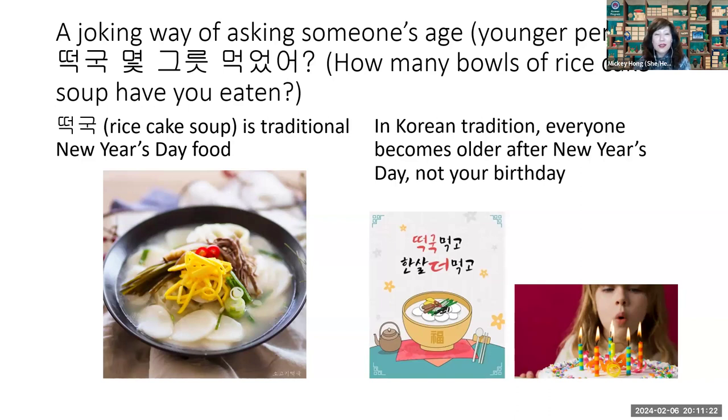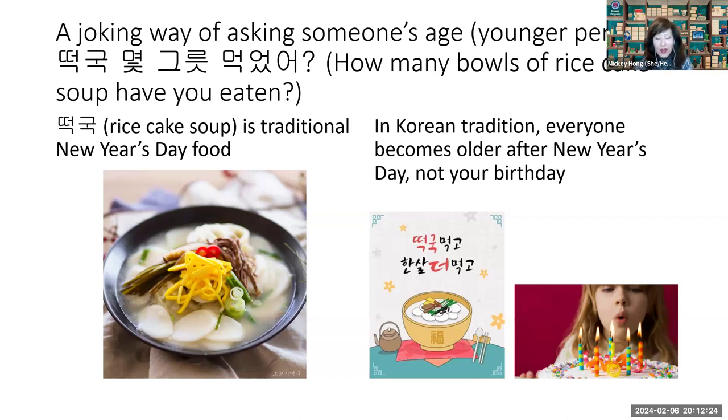Again, because of this legality changing, this expression is going to die away. A joking way of asking somebody's age is 떡국 몇 그릇 먹었어? 떡국 몇 그릇 먹었어요? Because, as I just told you, you gain a year in age on New Year's Day, and 떡국 is the traditional New Year's food. You can eat 떡국 on other occasions, but you eat it for sure on January 1st. 떡국 몇 그릇 먹었어 means, since it is expected that you have 떡국 each year, at least on January 1st, how old are you? You would lose count if you're old enough. So you use this expression to ask the age of somebody who is a lot younger, like children.